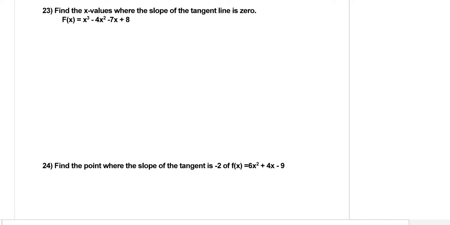Find the x values where the slope of the tangent line is 0. That is the same thing as saying where the tangent line is horizontal. So it's actually asking you to do the same thing as number 22. Find the derivative, evaluate where it is equal to 0. So 3x squared minus 8x minus 7.